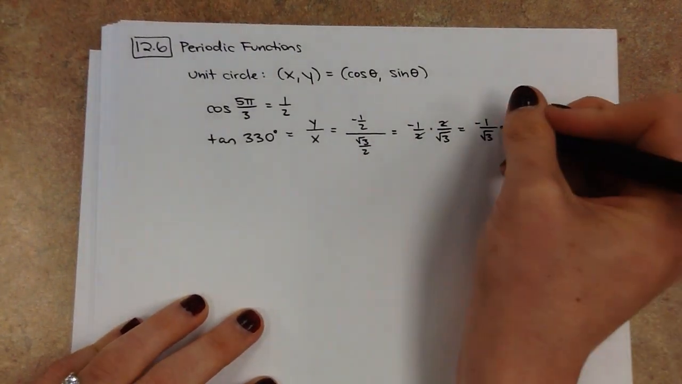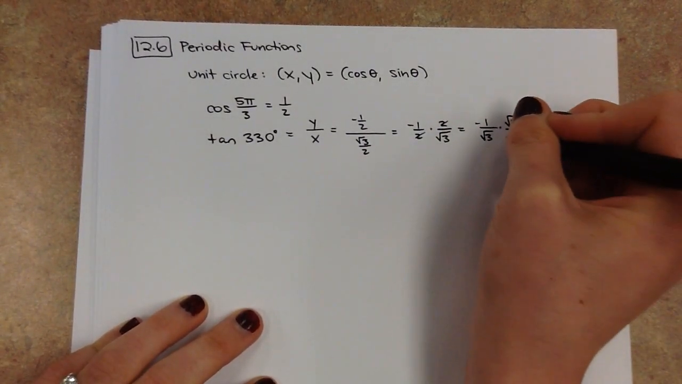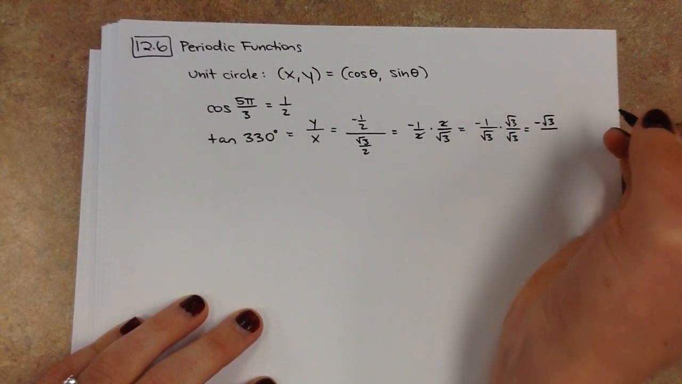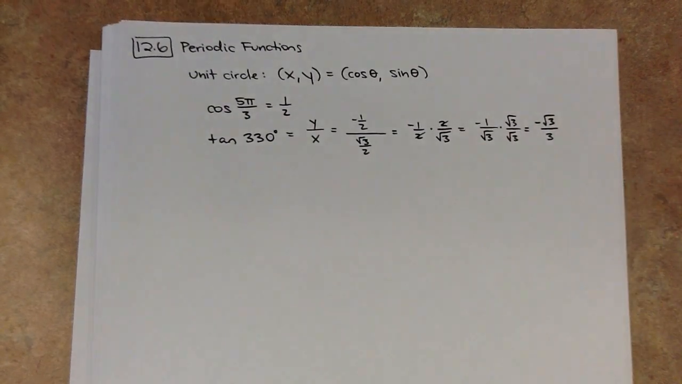But remember, you have to rationalize the denominator. So you do this. So you get -√3 in the numerator, and then √3 times √3 is just 3. Okay, so tangent is a little trickier to find, but just remember that it's y/x, and you'll be able to pull it off the unit circle.